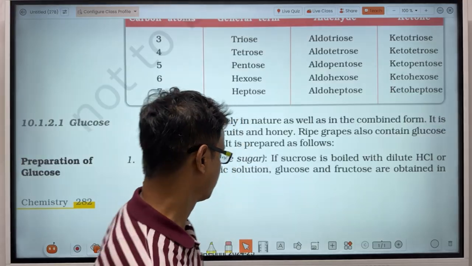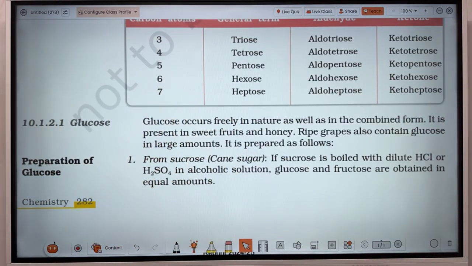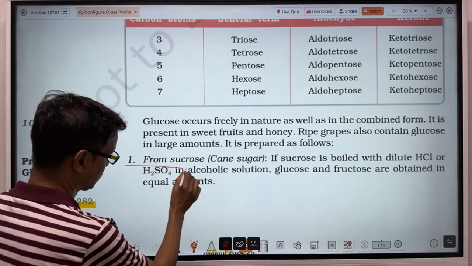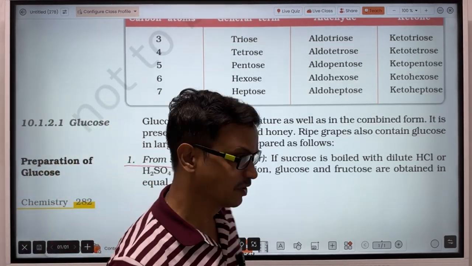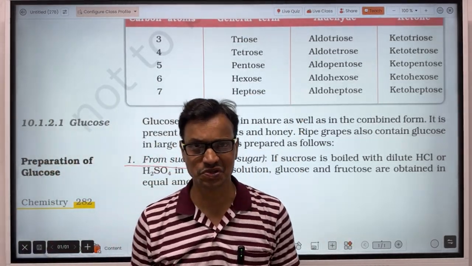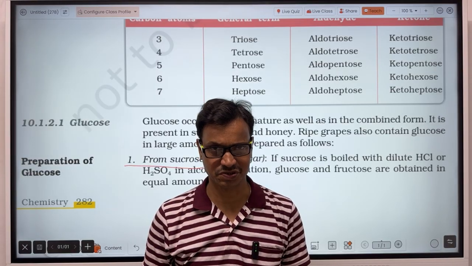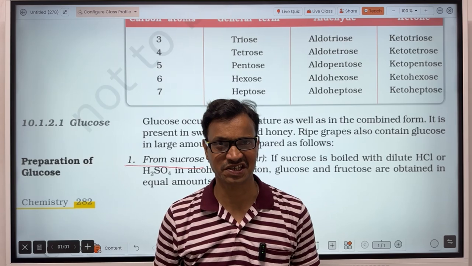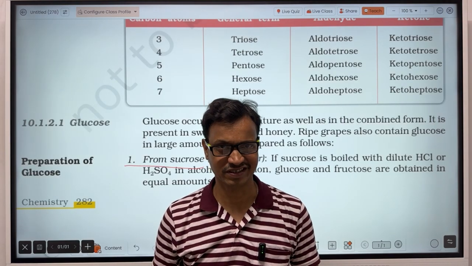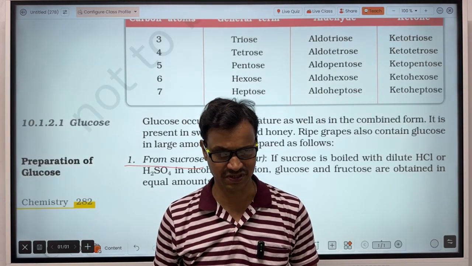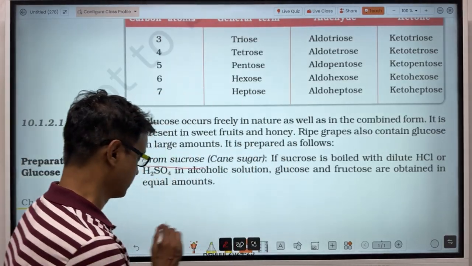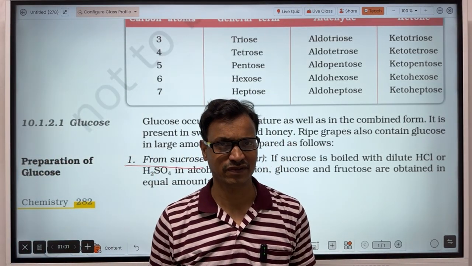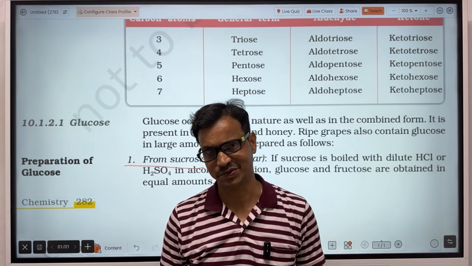Let's see. First of all is preparation. Here is the method of preparation of glucose from sucrose. Sucrose is called kitchen sugar, because the sugar we use in our kitchen is actually sucrose. You already know that sucrose is composed of glucose and fructose.